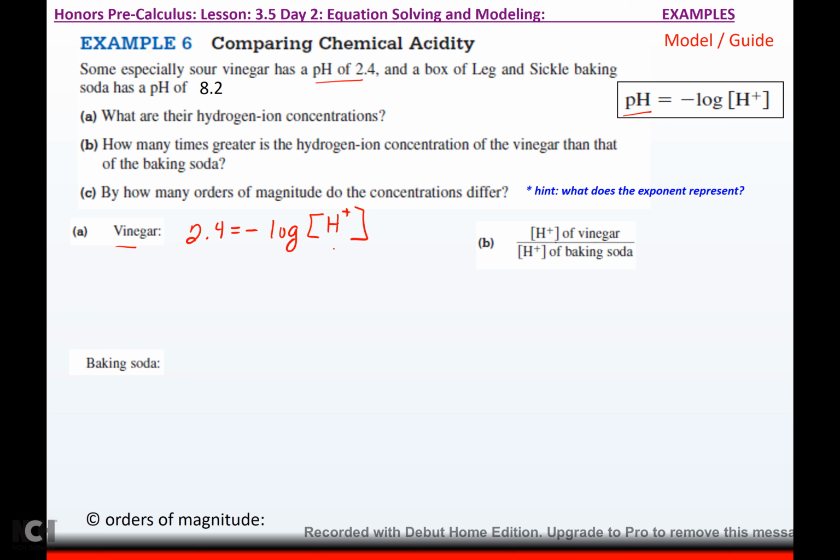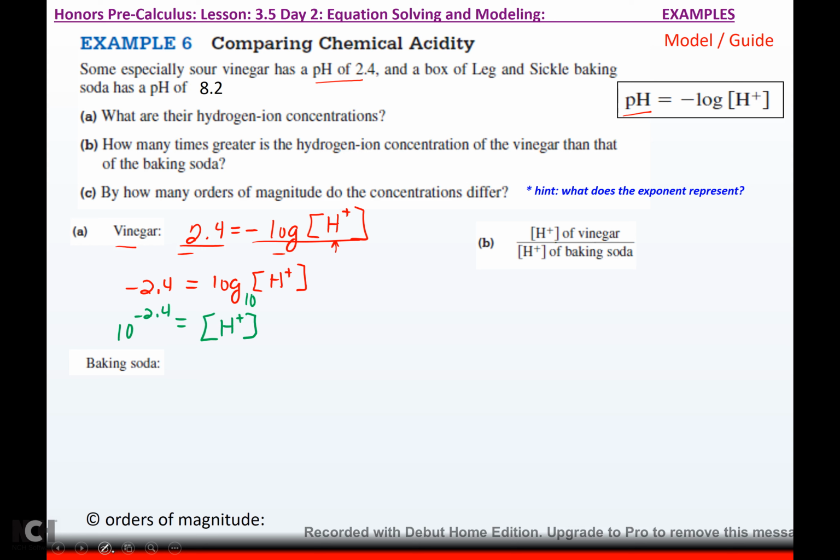Alright, so I'm trying to figure out what that is, so I want that alone. So the first thing I'm going to do is divide by that negative, and that gives me negative 2.4 equals log of the hydrogen ion concentration. If you want to get rid of the log, roll it away, but that's going to make its base move over. So that's going to be 10 to the negative 2.4 equals the hydrogen ion concentration of vinegar. Alright, so I'm just going to leave it like that for right now.